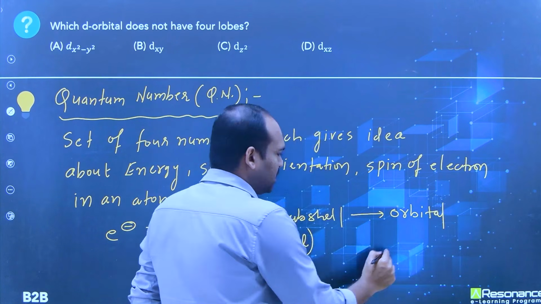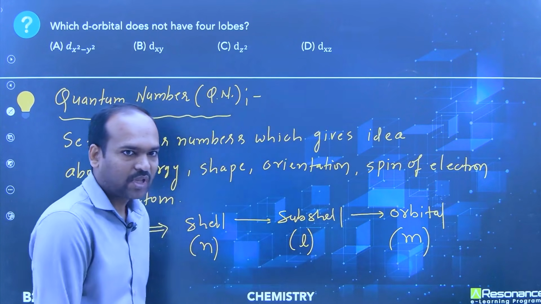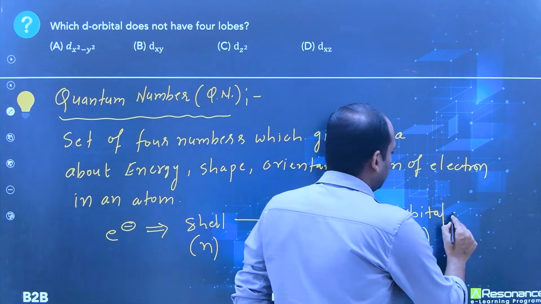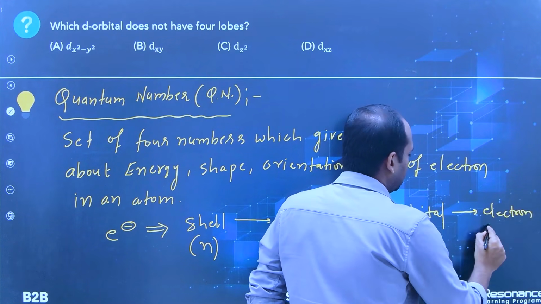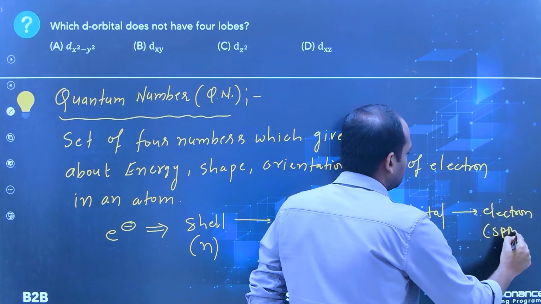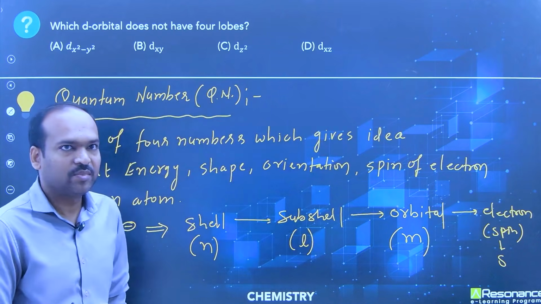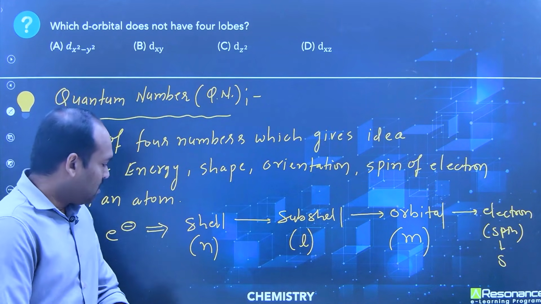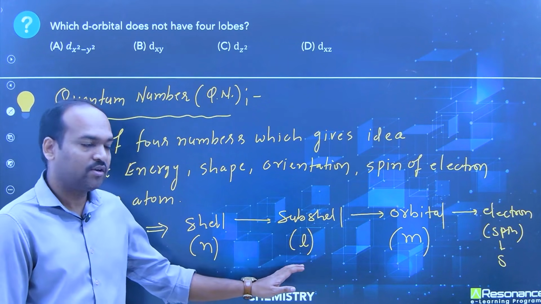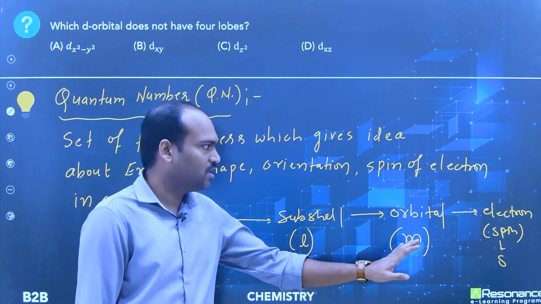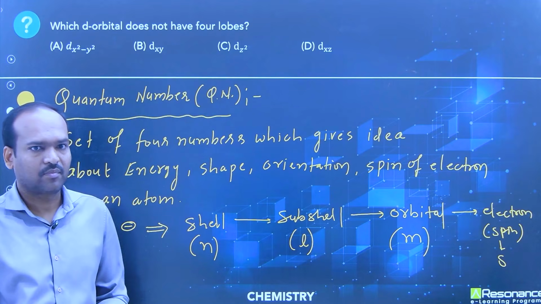Orbitals: for this we have the magnetic quantum number. And in the orbital, the electron is present. But for the spin, we have the spin quantum number. So 4 numbers: principal quantum number, azimuthal quantum number, magnetic quantum number, and spin quantum number. 4 quantum numbers. Okay.